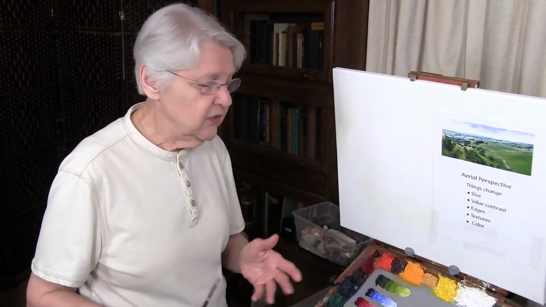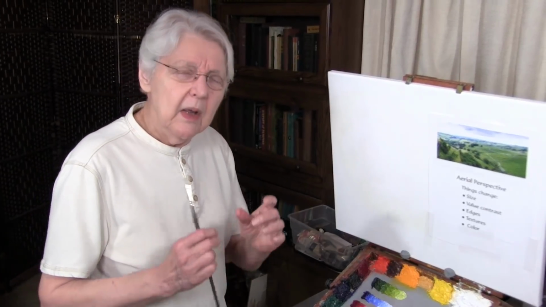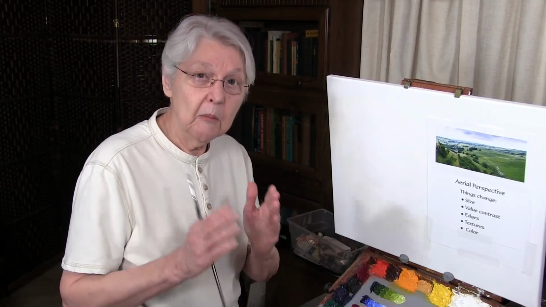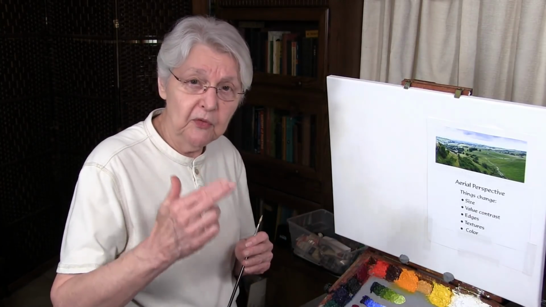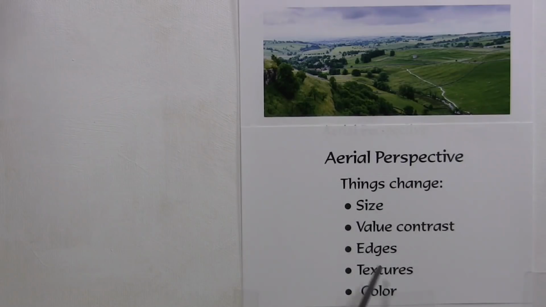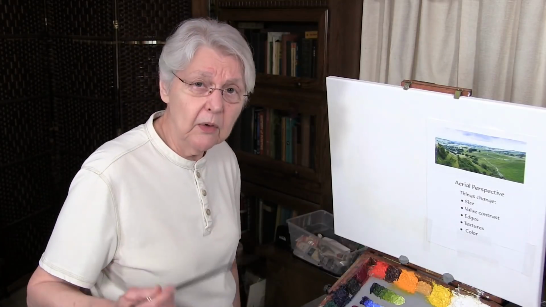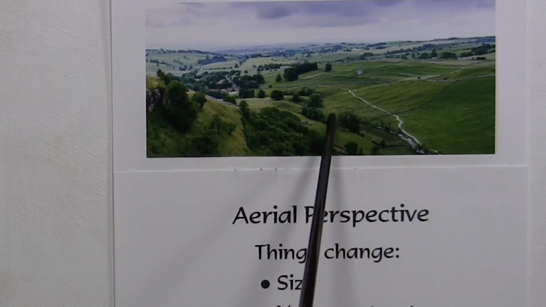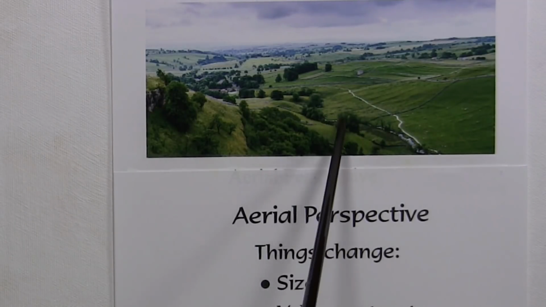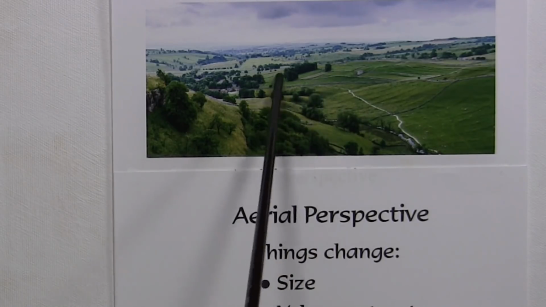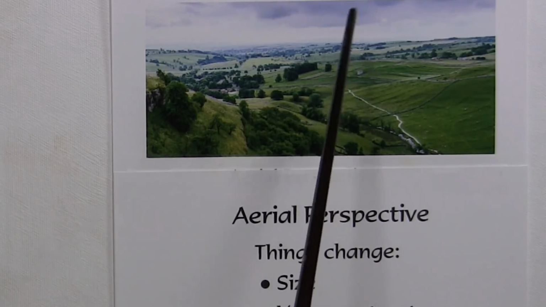So what changes in aerial perspective? Think about what those two words mean. Aerial refers to air. Perspective is your viewpoint or your point of view. So in your viewpoint, let's look at size first. The size of things are going to change. How do they change? Things that are closer to you, say this tree right here, will get smaller gradually as they move into distance.